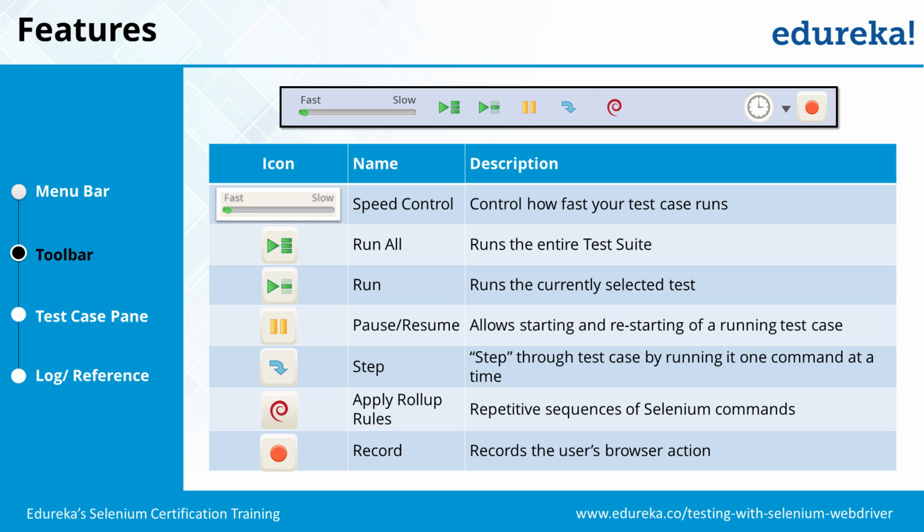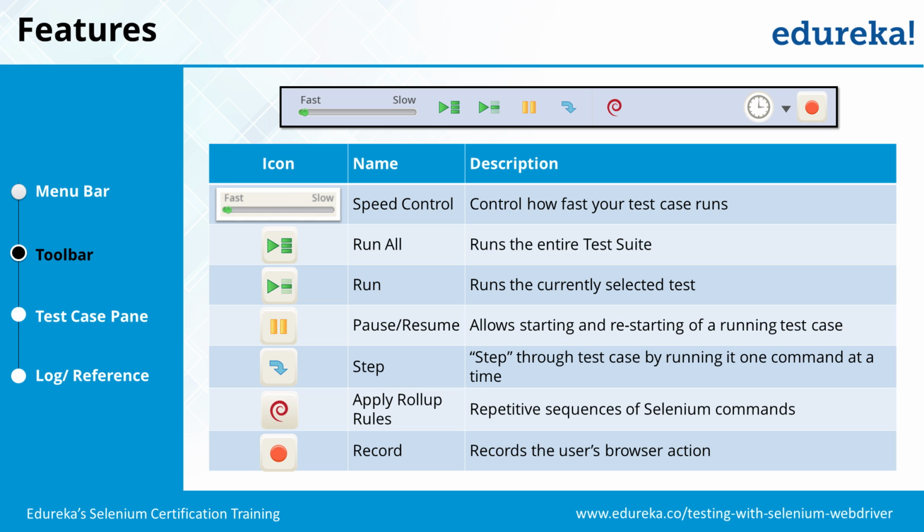You have a pause and resume option. The pause and resume option allows you to wait or pause the execution of a particular test case and then again continue it from the same point of time. The pause button will get activated when the test case is running, and if you have paused the test case, the resume button will get activated and will help you to continue with the test case.